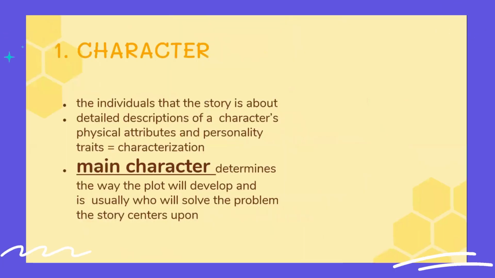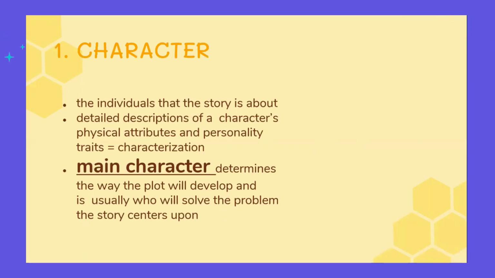There are 5 elements, and the first element is the character. The character or characters refer to the individuals that the story is about. The writer usually gives a detailed description of a character's physical attributes, how they act or look like, and personality traits. Maybe they are kind or evil. This process is called characterization.